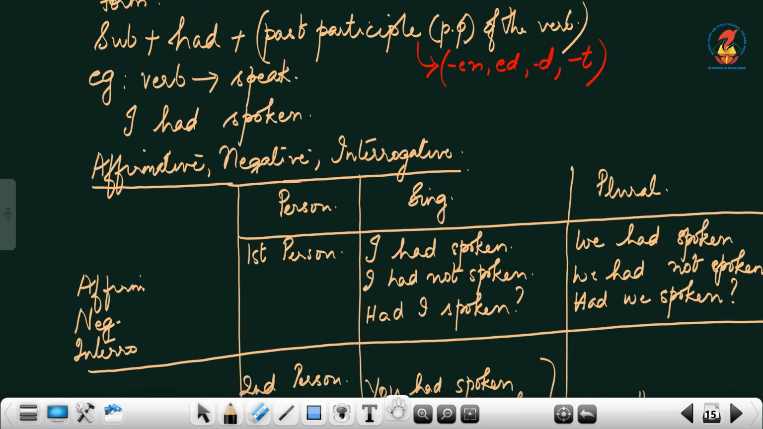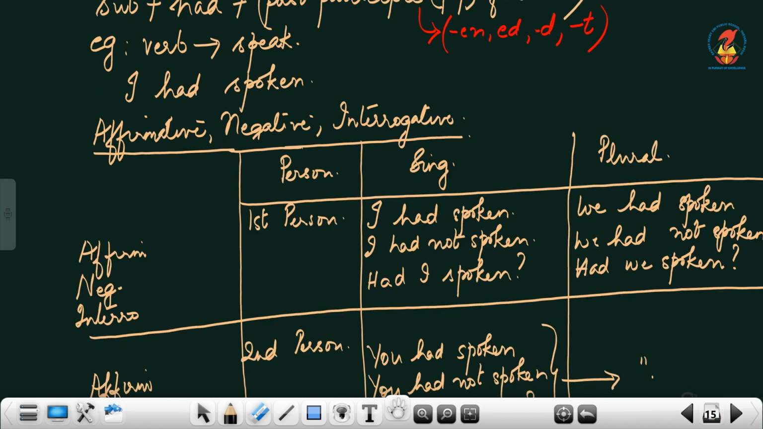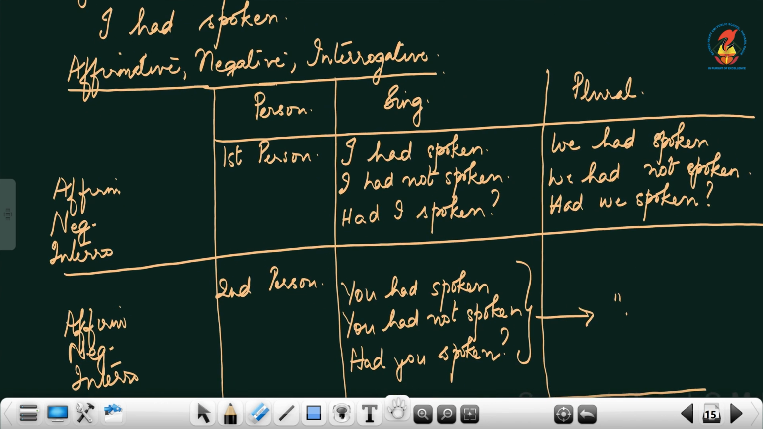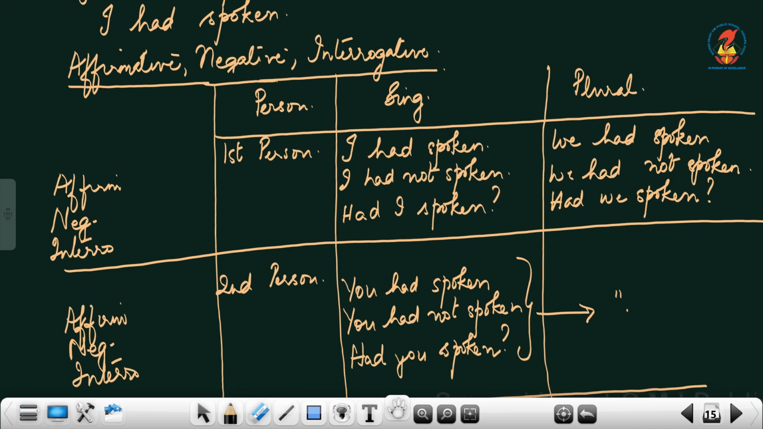In the affirmative, negative and in the interrogative. Now I will not be going into the details of the explanation, since we have all done this for each respective subdivision of the tenses. I think if you just look at the table, you will understand. First person is I had spoken, we had spoken. I had not spoken, we had not spoken. Had I spoken? Had we spoken?